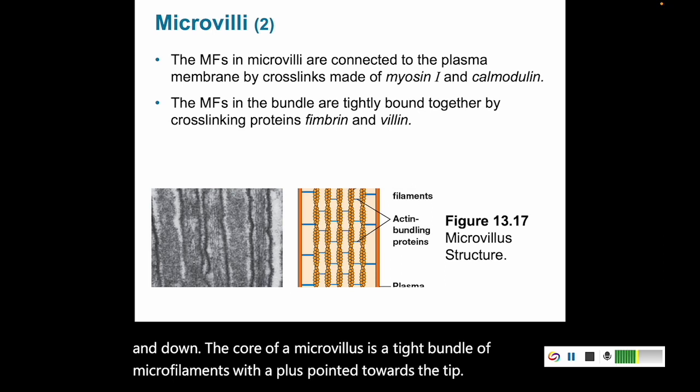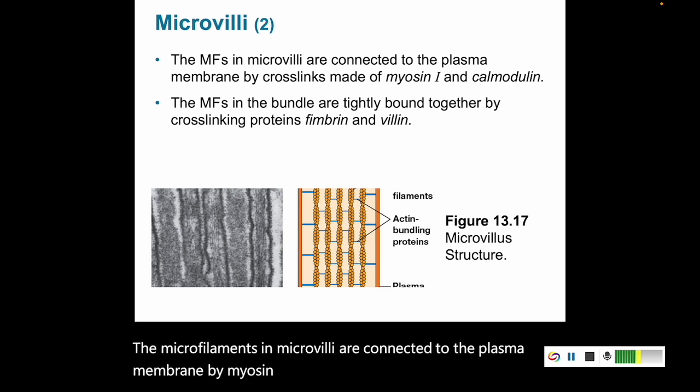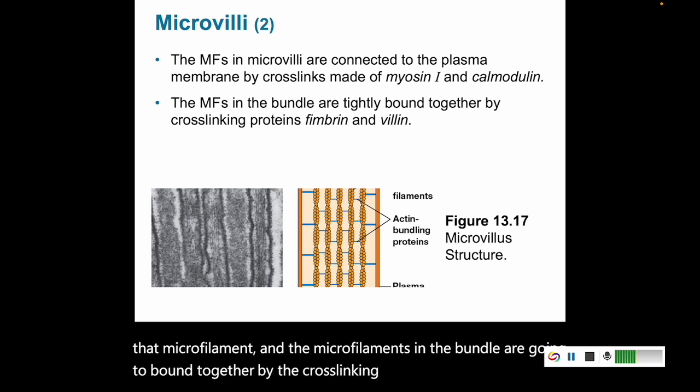The microfilaments in microvilli are connected to the plasma membrane by myosin 1 and calmodulin, which will help cross-link that microfilament. And the microfilaments in the bundle are going to be bound together by the cross-linking proteins fimbrin and villin.